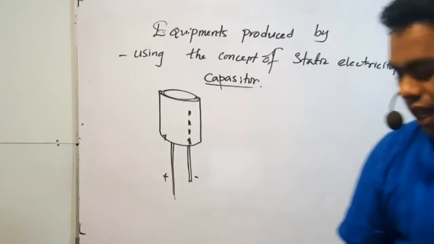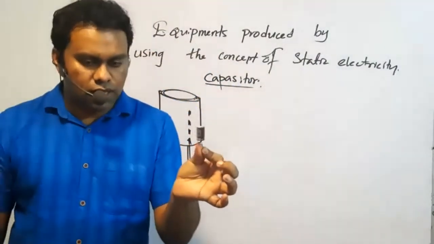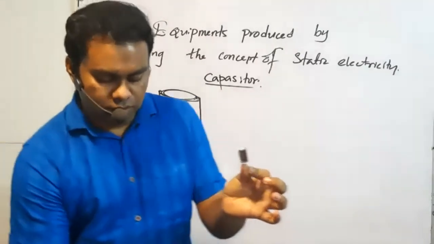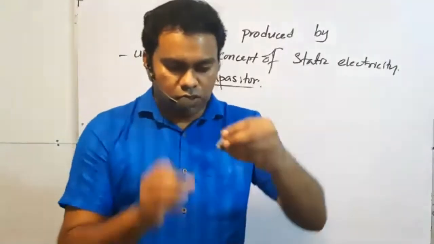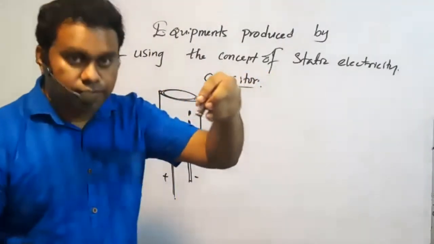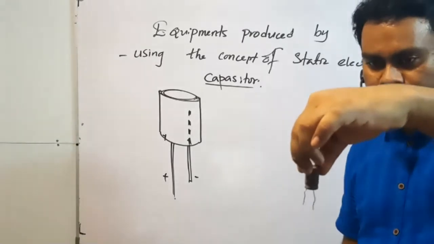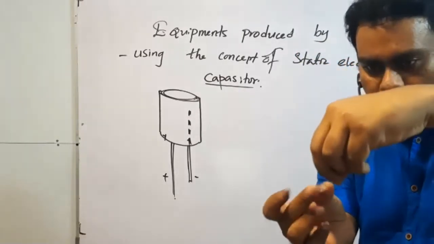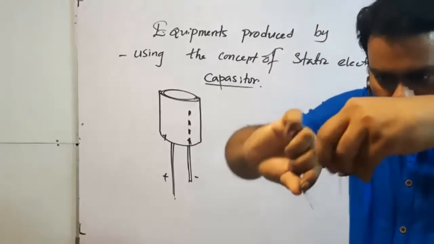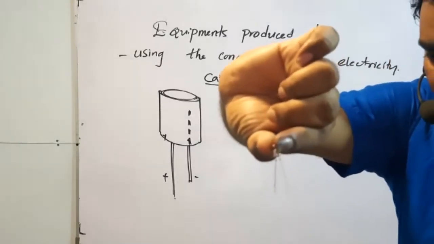So let's see the action of a capacitor. A capacitor is used to store electric charge for a short duration. If you see that, it is not charged. This is the positive terminal. The elongated one is positive. This LED bulb also has an elongated positive terminal. So here is that positive one.